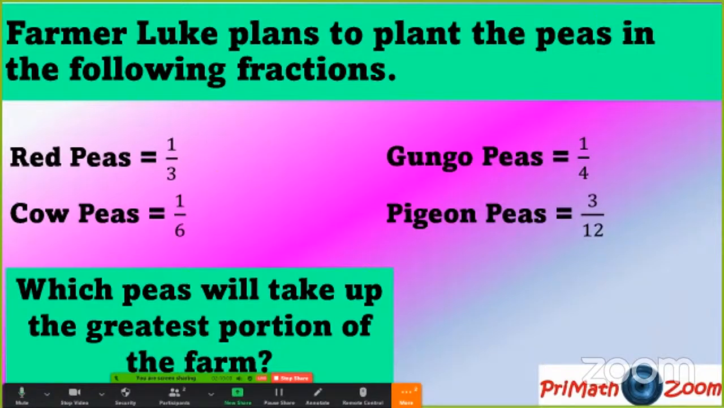We're creating equivalent fractions for the fractions that we have, because we have to rename them and ensure that all of them have the same number of equal parts, the same denominator. So we are going to rename all these fractions to ensure that if they have a denominator of 12, what would now be their numerator?